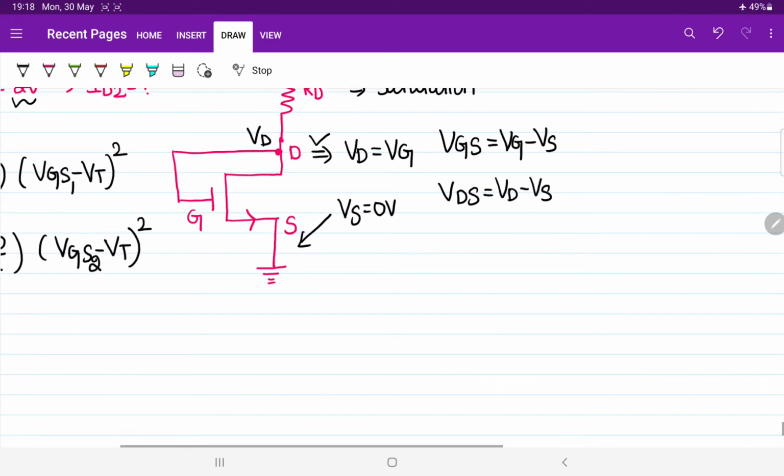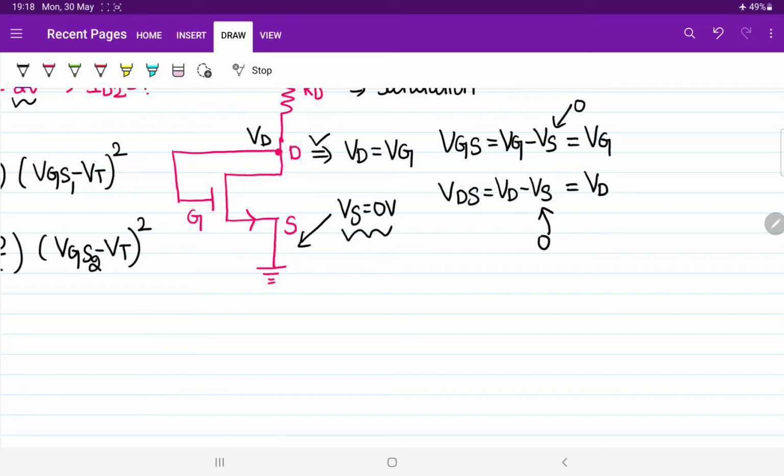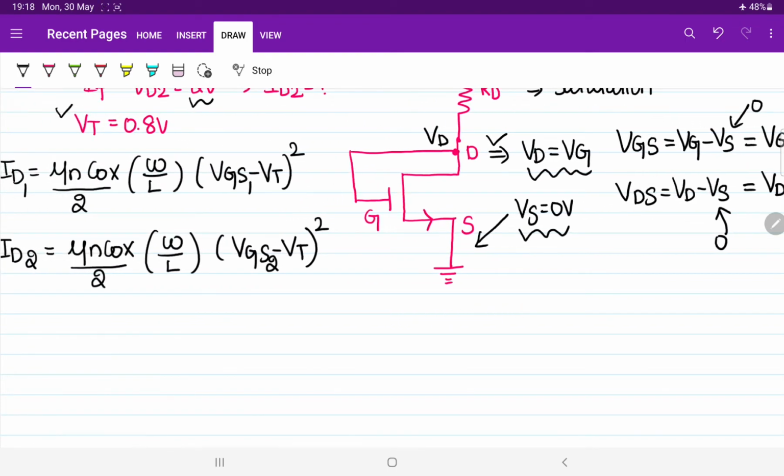Since the value of VS is equal to 0, if I substitute that value here, both will become 0. So the result can be written as VG, and this can be written as VD. One more thing, if you observe carefully, since VD and VG are the same, in place of VG you can replace it by VD. So the conclusion is VDS equals VD, and VGS also equals VD. Finally, in place of VGS you can directly consider VD. So VGS1 can be replaced by VD1, and VGS2 can be replaced by VD2. That's all, because both are the same.